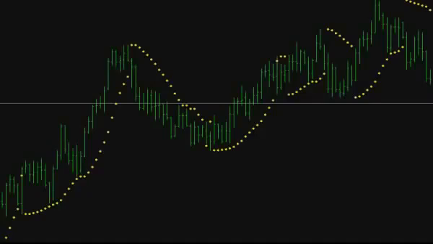Use the parabolic SAR indicator in your trading systems and strategies, and this will help you to improve the results of your trading. At this point, we've finished the discussion of the parabolic SAR indicator.